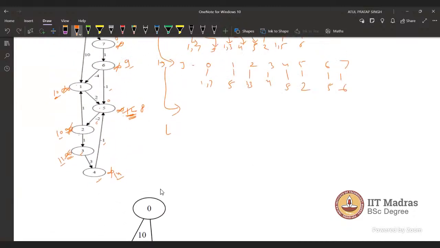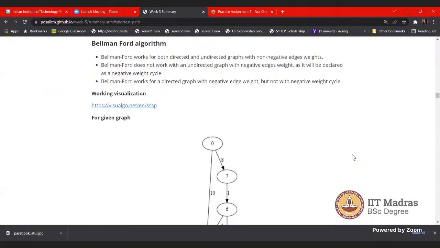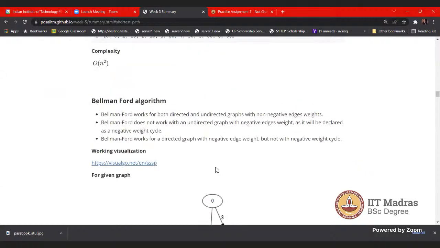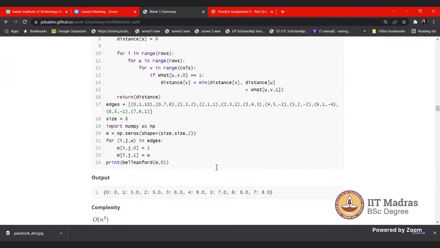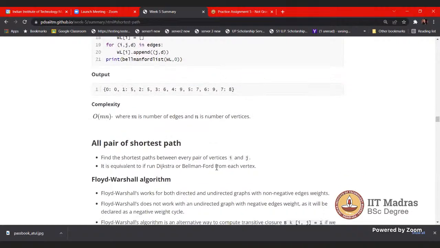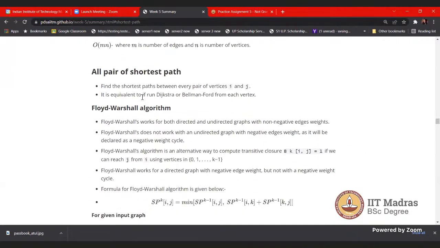So this is the second algorithm for this type of category. We call this category single source shortest path. Now the next category is all pair shortest path. In the previous single source shortest path, we are taking one source. Now here we are finding the shortest path for every pair of the graph.